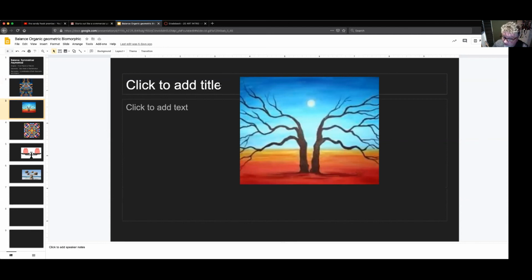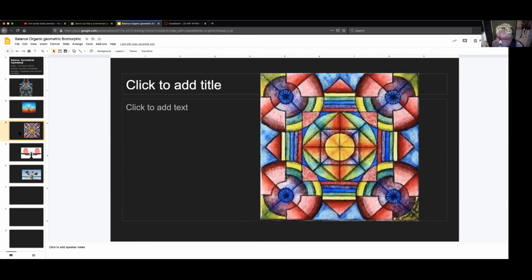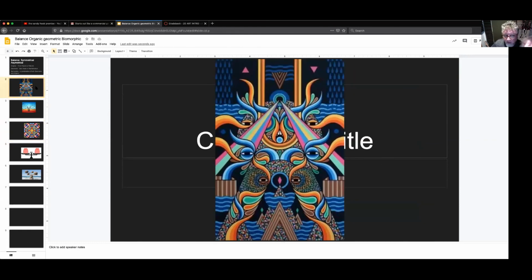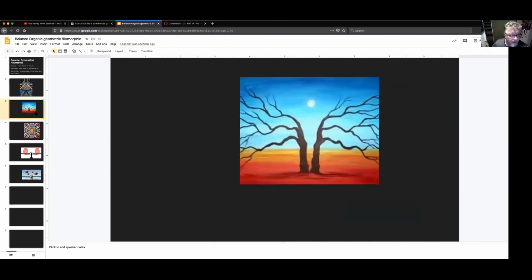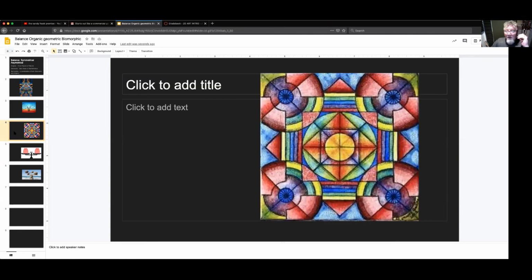Well, it has organic lines. Do we see any geometric? No. So this balance piece is almost 100%, maybe 99.2% organic. In this piece here, do we have geometric lines? We have total geometric lines, straight lines. Now, so far between this one, biomorphic, this one, organic, and this one, geometric, we have seen all three lines used to create symmetrical balance.